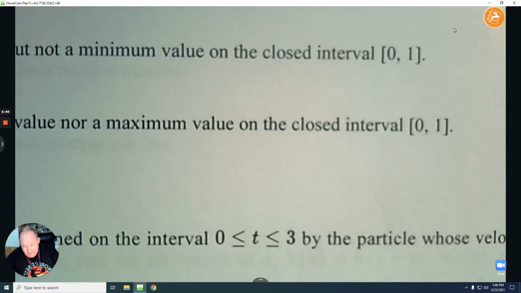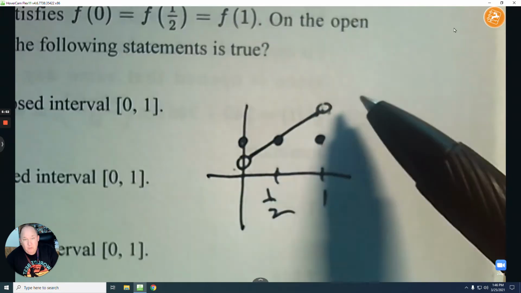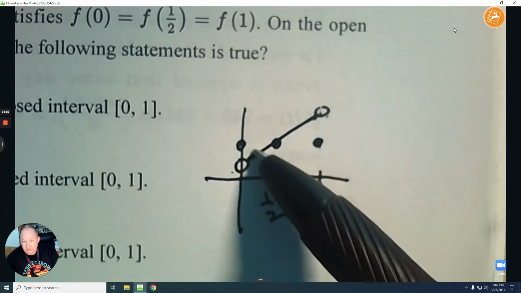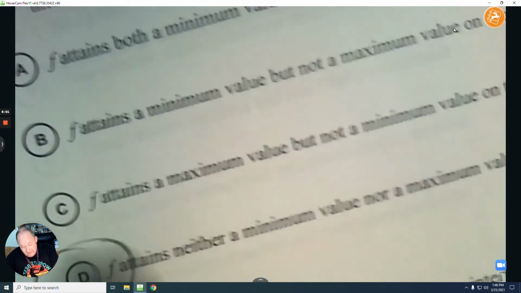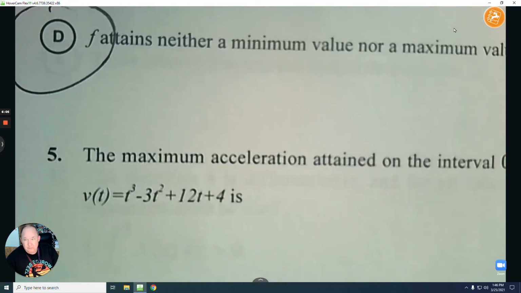That the function attains a minimum value but not a max, and the correct answer is it contains neither a minimum value nor a maximum value, because it's strictly increasing. So that means there has to be holes at the end because it's open. So it neither contains a minimum or a maximum value. That was a tricky one.